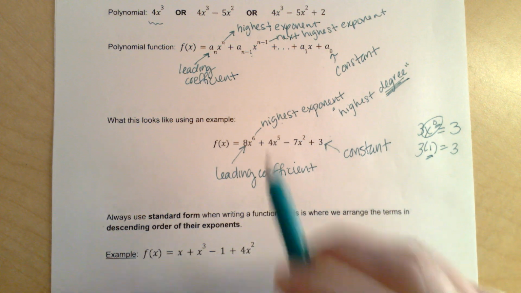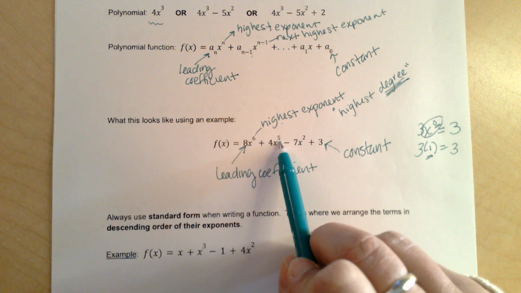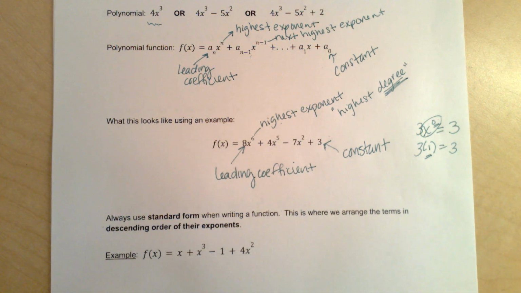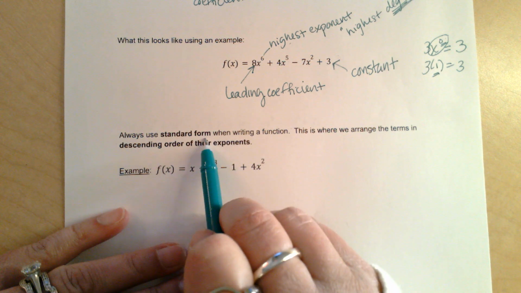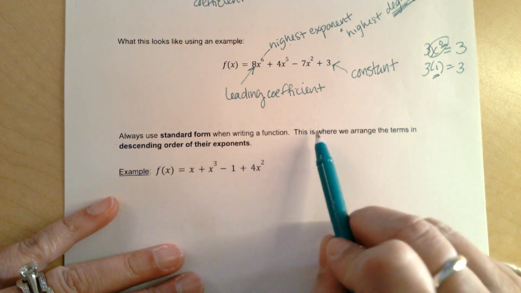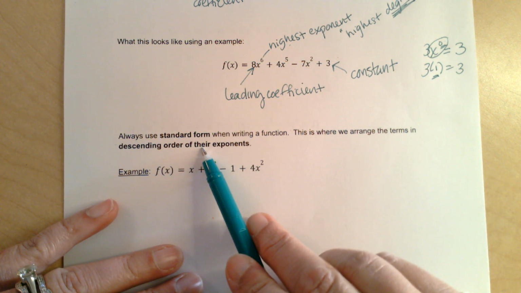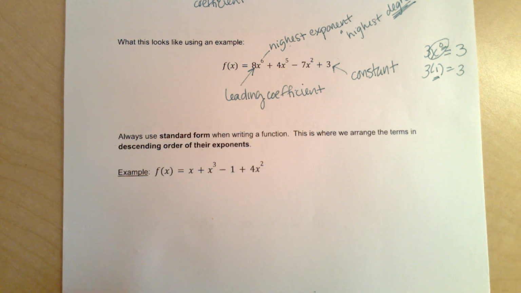And if we look, do we write the exponents in decreasing order? 6, 5, 2, none. And you notice they are written in decreasing order. That's important because that's called standard form. We always use standard form when writing a function. This is where we arrange the terms in decreasing order of their exponents, just like this is written in standard form.